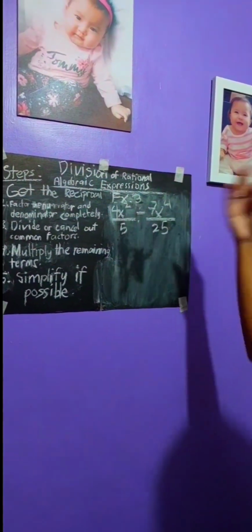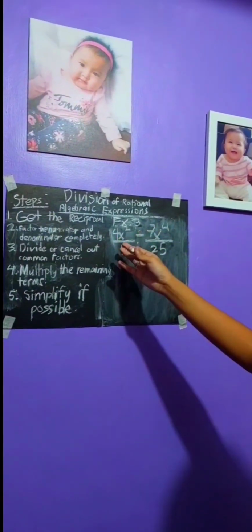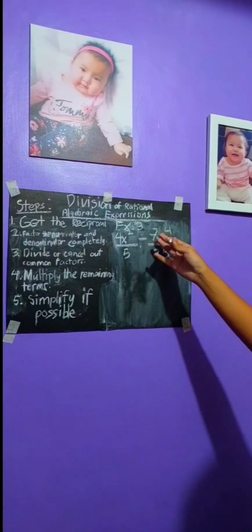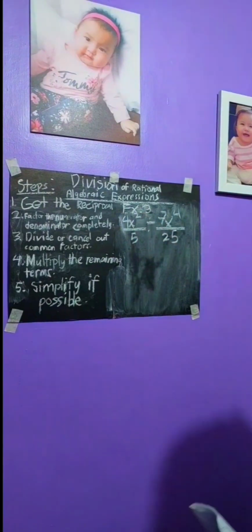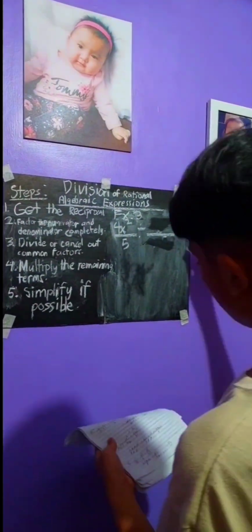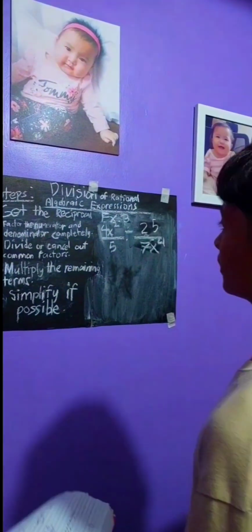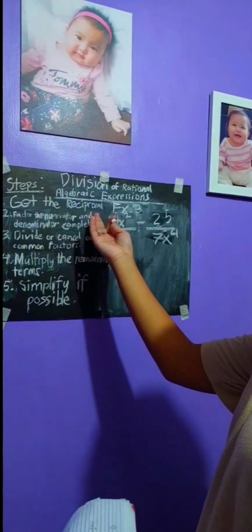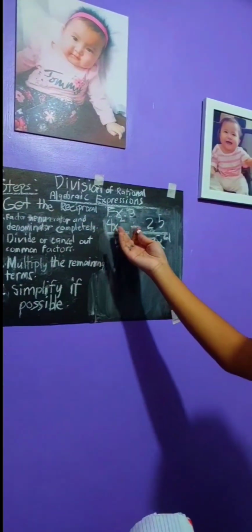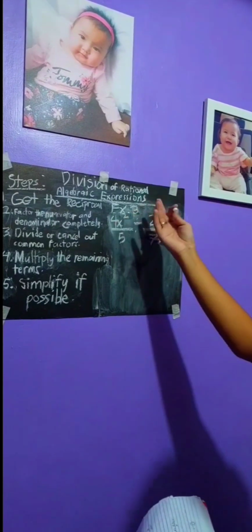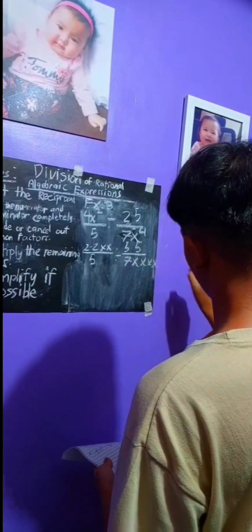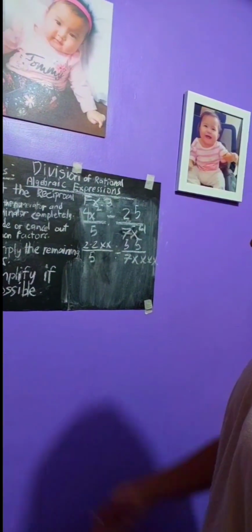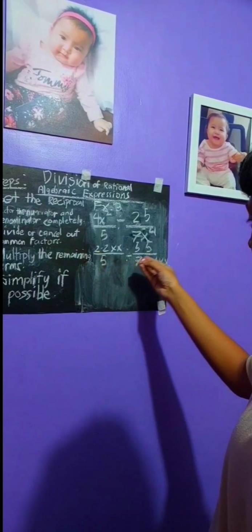Okay, the third example, 4x squared over 5 divided by 7x raised to 4 over 25. First, get the reciprocal. Next, factor the numerator and denominator completely. As you can see, it cannot be factored, so we just simply simplify lang. Next, we cancel out the common factors.